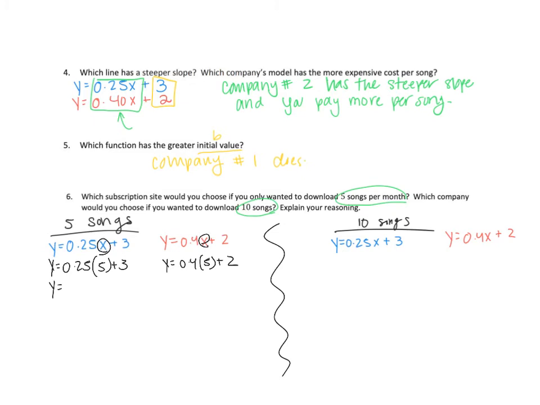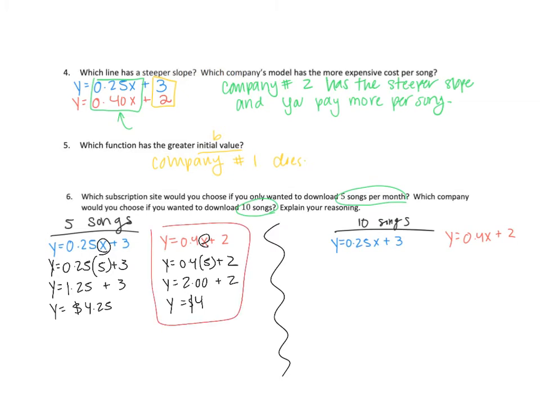For this one over here, 25 cents 5 times is $1.25. And we're adding $3 onto that. So this is a total of $4.25 you'll pay for company 1. For company 2, 0.4 times 5, this is $2 plus another $2. Here you're going to be paying $4. So which one's the better value? Well, this one. If you're only buying 5 songs, company 2 is going to be cheaper.